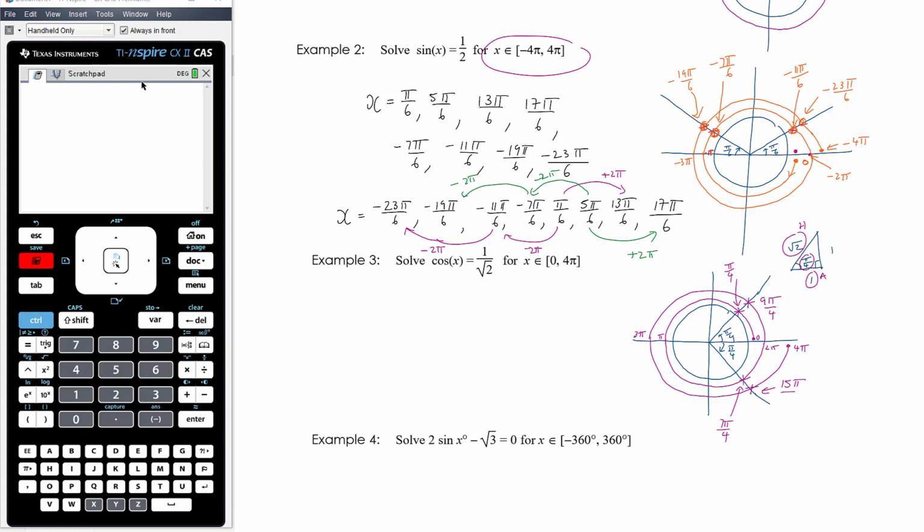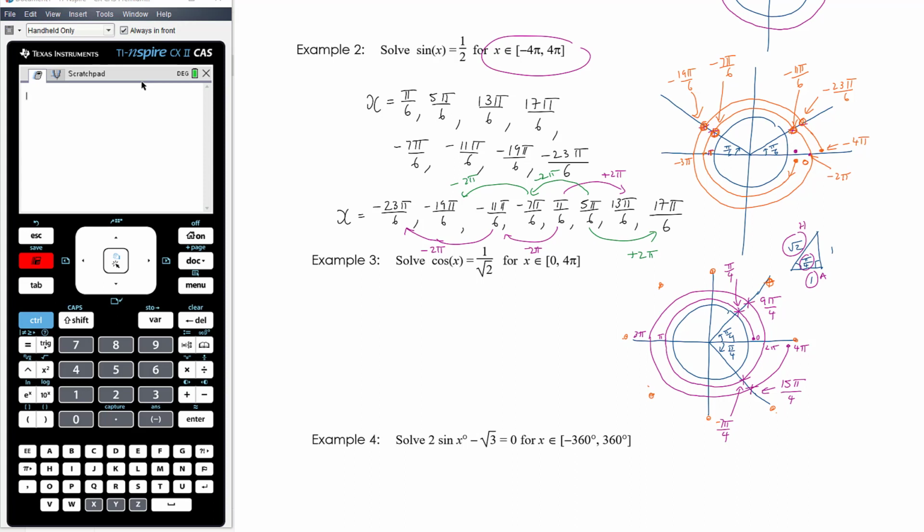You can also count your way around the circle. Pi on 4s are quite easy to count. So you're going to have 1 pi on 4, 2 pi on 4, 3 pi on 4, 4 pi on 4, 5, 6, 7, 8, 9, 10, 11, 12, 13, 14, 15, 16. Okay, it's just fractions, that's all it is.